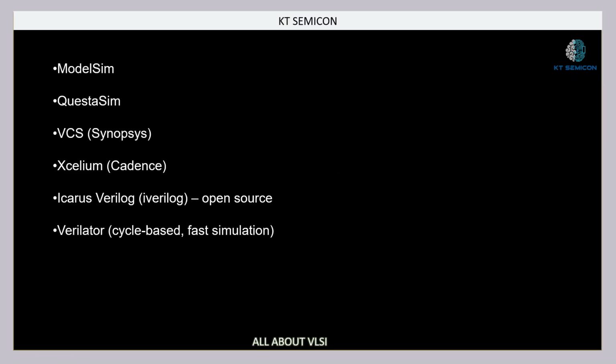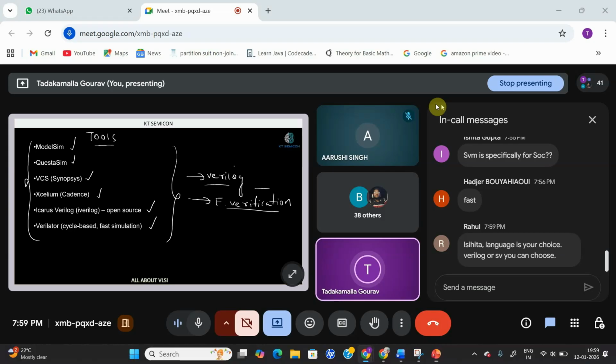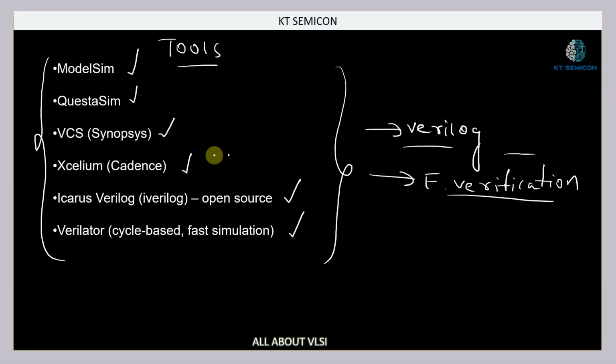As I've said, if you want to write the Verilog code and perform the functional verification, these are the tools which we can use: ModelSim, QuestaSim, VCS Synopsys, Xcelium, and Icarus and Verilator also you can use. These are the available tools with which you can write the Verilog code and perform functional verification. If you want, you can note these tools. How to use them we are not going to discuss, but these are the available tools you can explore.